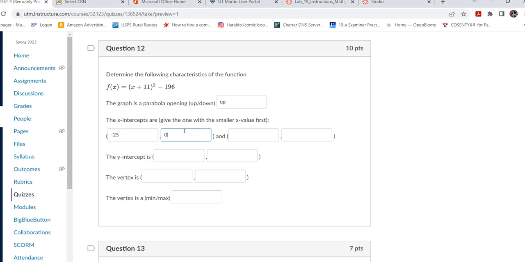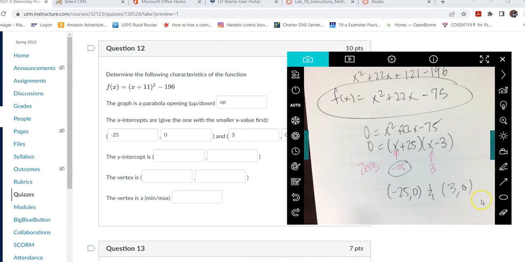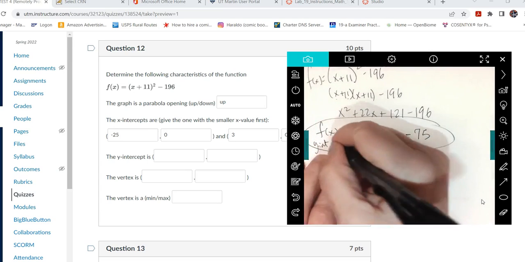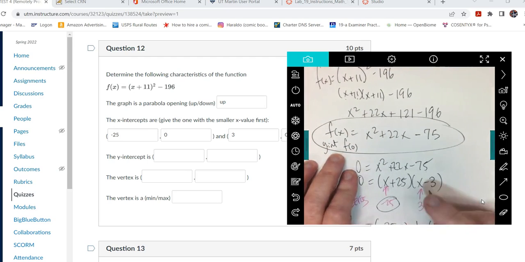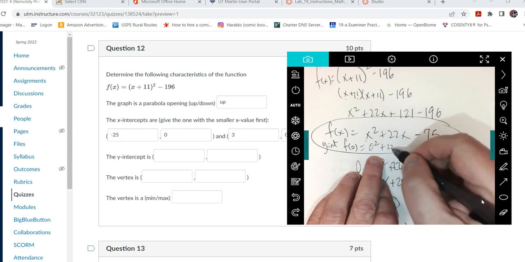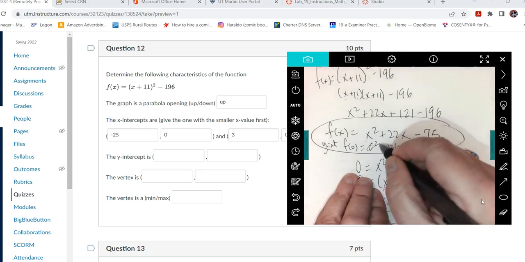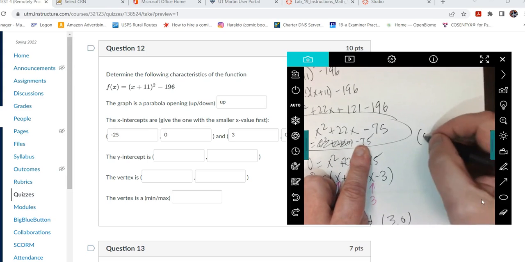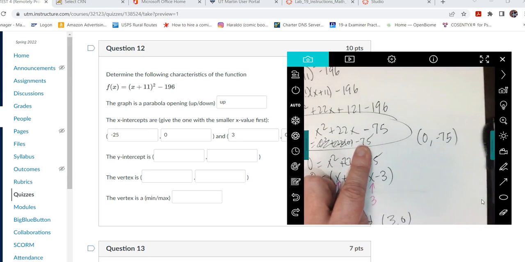Okay. Negative 25, 0 and 3, 0. Okay. Now, what about the y-intercept? The y-intercept, you just evaluate f at 0. So for the y-intercept, I evaluate f at 0. And those terms go away, and I just have negative 75 left. So my y-intercept is going to be the point 0, negative 75.